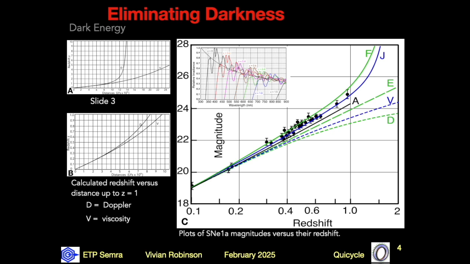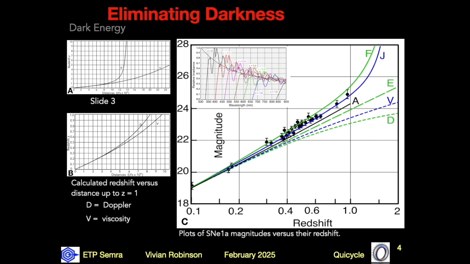The earlier episode showed the universe was not expanding. We now need to check what those measurements mean in an infinite steady-state universe. Figure A is a quick reminder of the different distances attributed to the Doppler and viscosity redshift measurements. Figure B shows the difference between the two curves up to redshift z equals 1. Now, the D and V curves start to separate at redshift approximately 0.4.